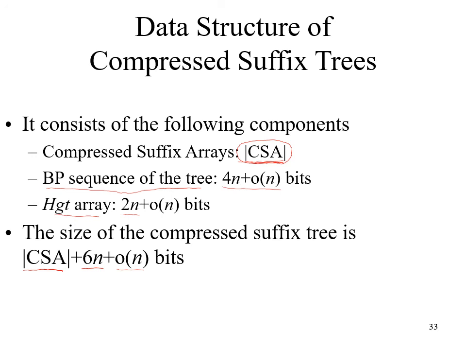The CSA space is n times H0 plus at most 3n. So if entropy is small and sigma is a bit large, then the size of the compressed suffix tree may be smaller than the string itself, n log sigma. But there is the 9n, so this holds for a large enough alphabet.